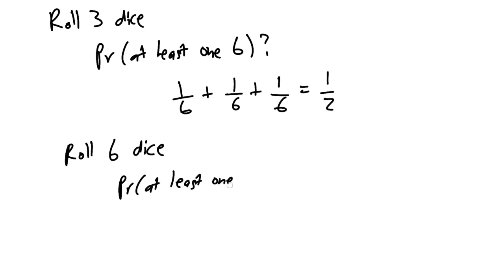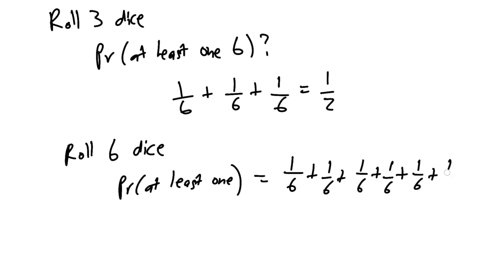Here's where you should start to smell a rat. Because if you work that out by the same logic, you're going to get 1/6 plus 1/6 plus 1/6 plus 1/6 plus 1/6 plus 1/6. That's what that logic would tell you, which is going to be equal to 1. Now, can that possibly be true?